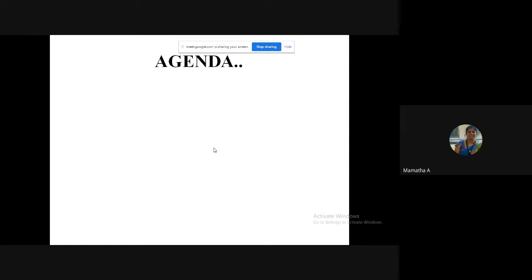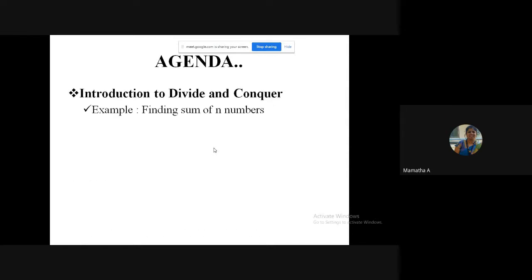The agenda of today's class: I want you to continue with the example of finding sum of n numbers, which we could not complete in the previous class. Probably the algorithm for finding the maximum and minimum of n numbers. So we'll try to solve that. I think in the previous class we saw only finding maximum of n numbers. Now we'll find both maximum and minimum of n numbers, right?